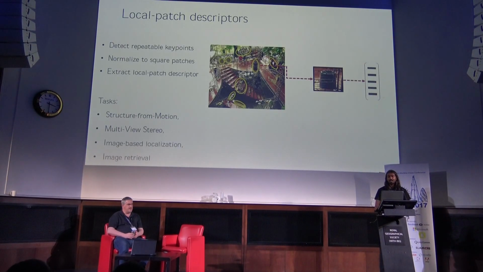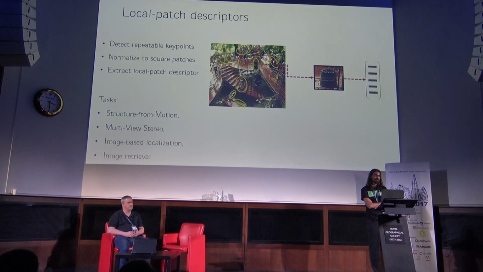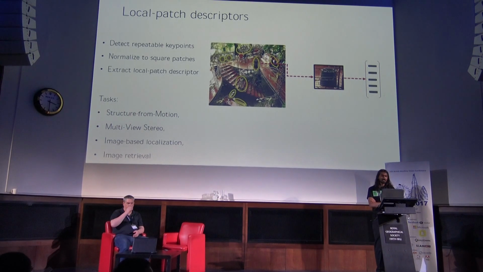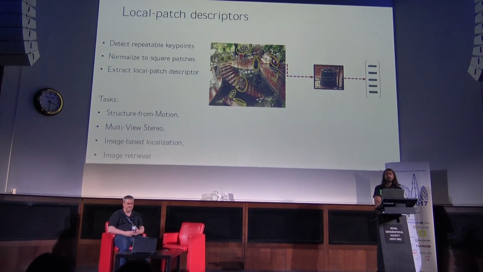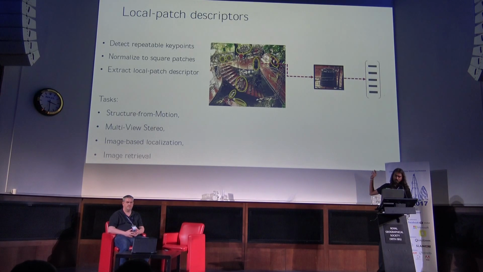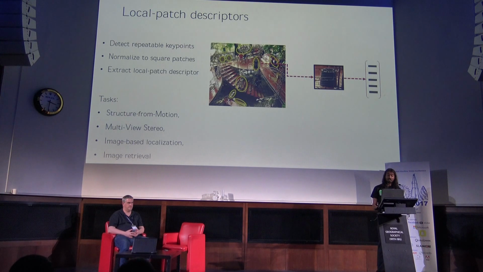So let's start with something I'm sure all of you will be familiar with, which is how to describe local appearance. Given an image, we basically detect some key points, then we normalize these to square patches, and finally from these square patches we try to extract our descriptor, which is the vector shown here. And what kind of tasks can this be used in? This can be used in tasks like structure from motion, multi-view stereo, and image retrieval.